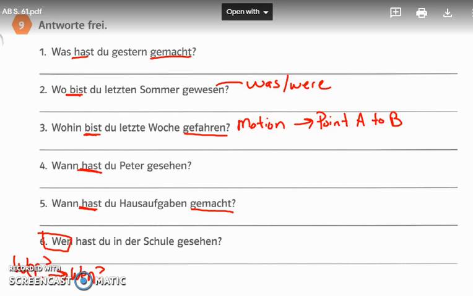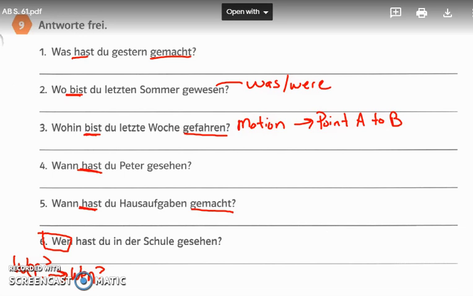Same thing with number 6. Wen hast du in der Schule gesehen? Who did you see in school? I would want you to say something like, I saw Sam in school. Okay, so please make sure you're answering these in a complete thought.